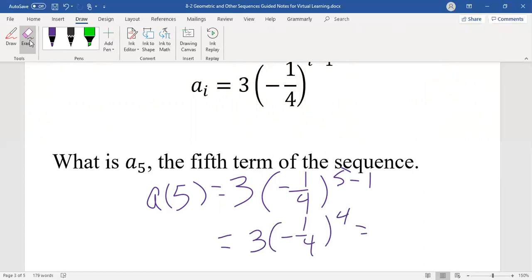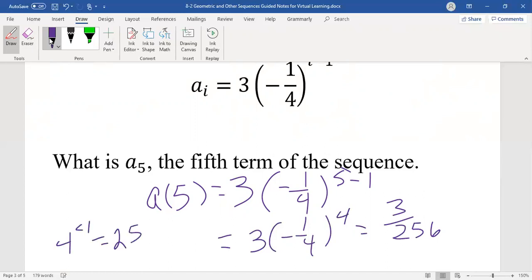In fraction terms, the final answer would be 3/256, since 4 to the 4th power equals 256. And that's my final answer.